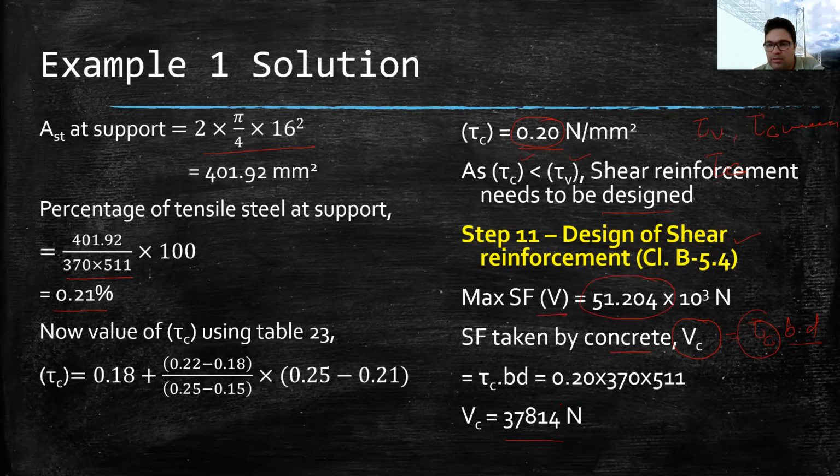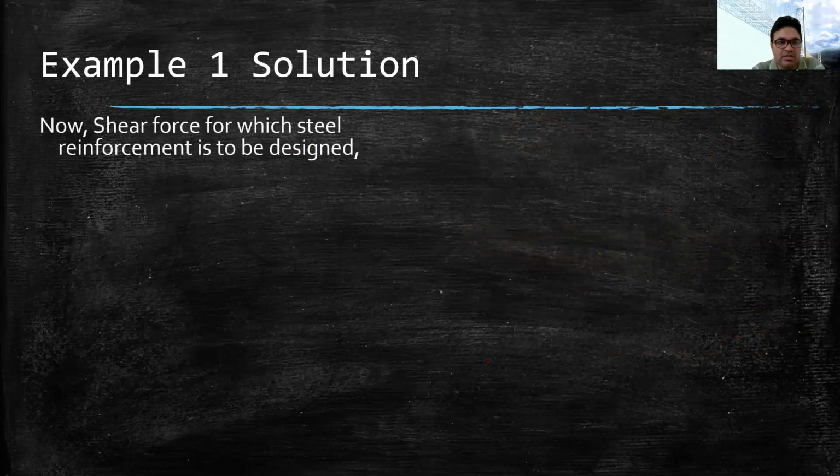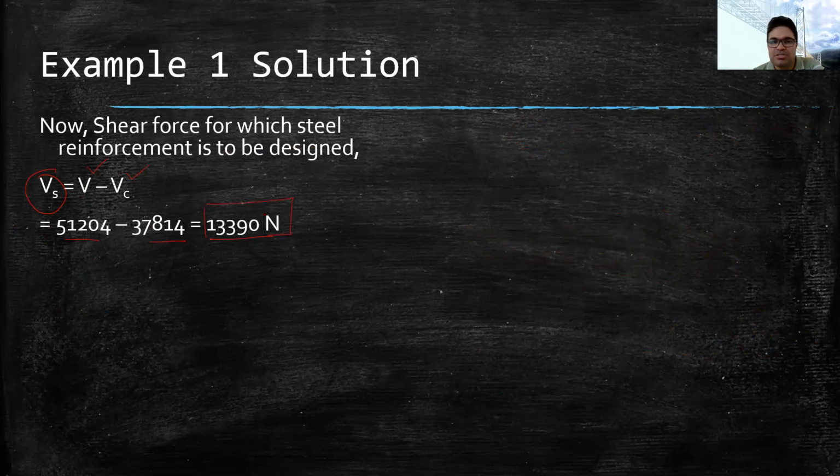Okay, so now for the remaining part of the shear force, we have to provide reinforcement to take care of it. So how much shear force is to be resisted, that we will find out. So this is the design shear force for which we have to design shear reinforcement. So V is the total shear force, Vc is the shear force resisted by the concrete. Now putting the values, we can easily calculate the design shear force. So this is the shear force for which we have to design the shear reinforcement.